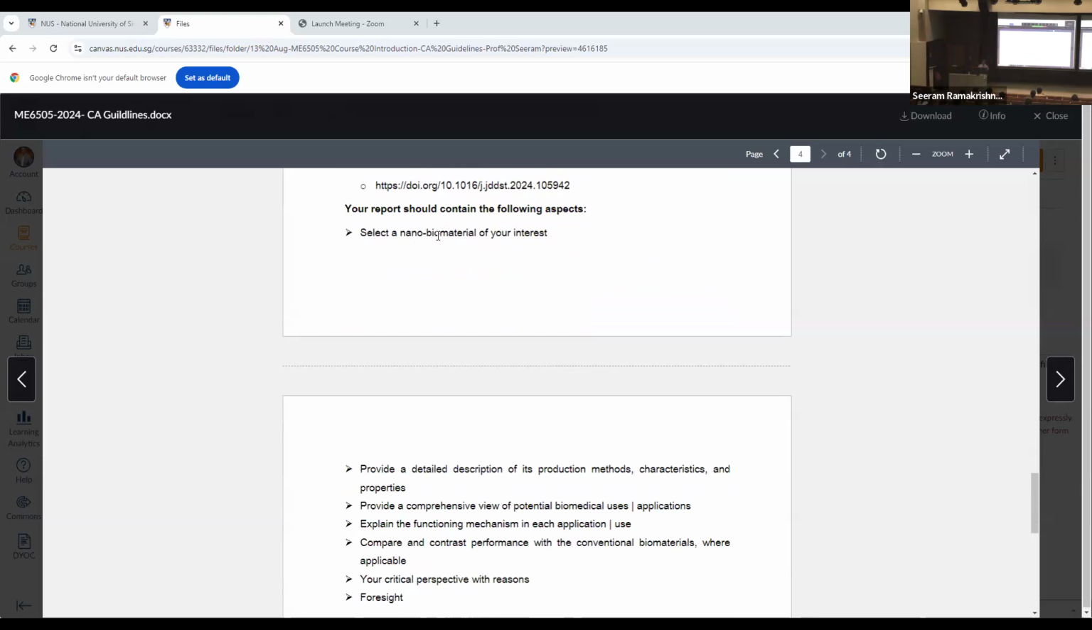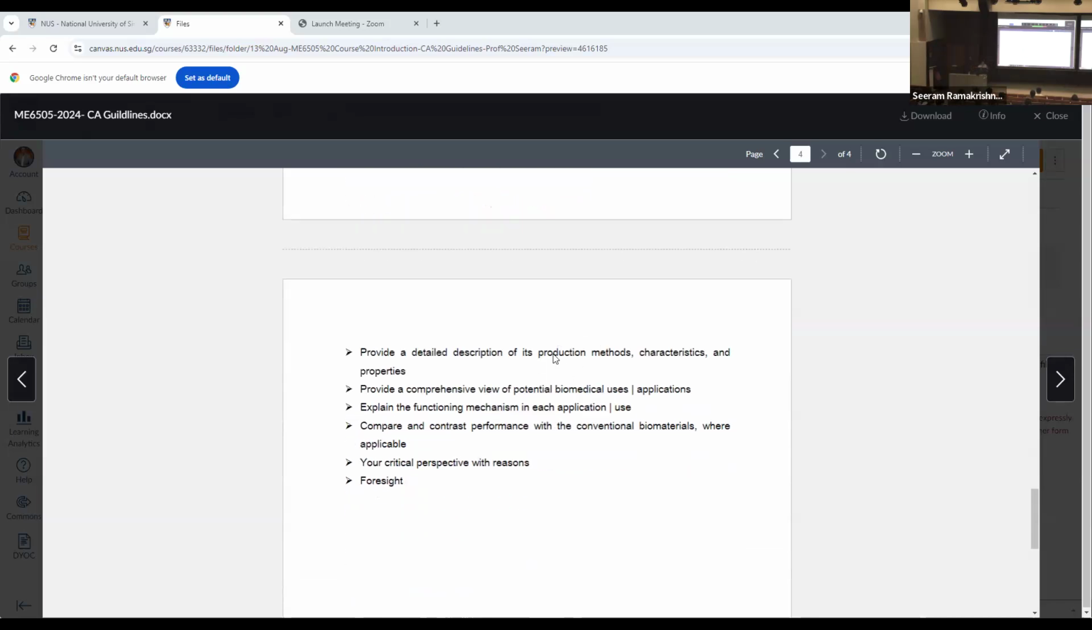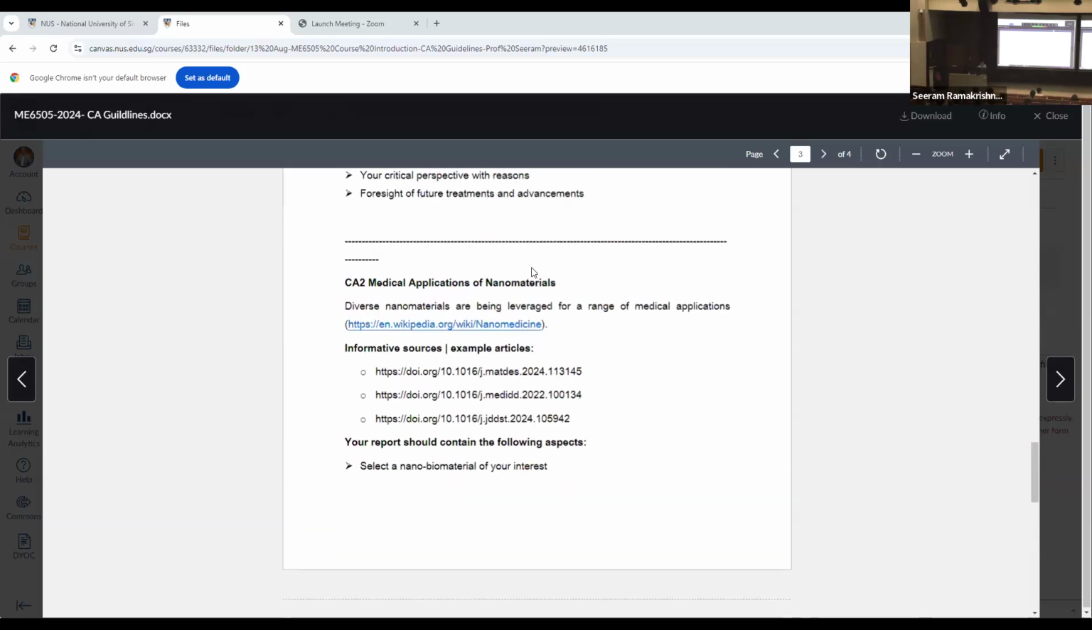Maybe it is a particular material like polyethylene glycol. It depends. What do you choose? And then that is a nanomaterial. Then you start understanding deeply about that. So you need to provide how it is actually made, production methods, characteristics, and properties, and a comprehensive view of potential biomedical uses, and how that material is functioning as a device in that particular application, and compare and contrast performance with conventional biomaterial. That means this is the nanomaterial.